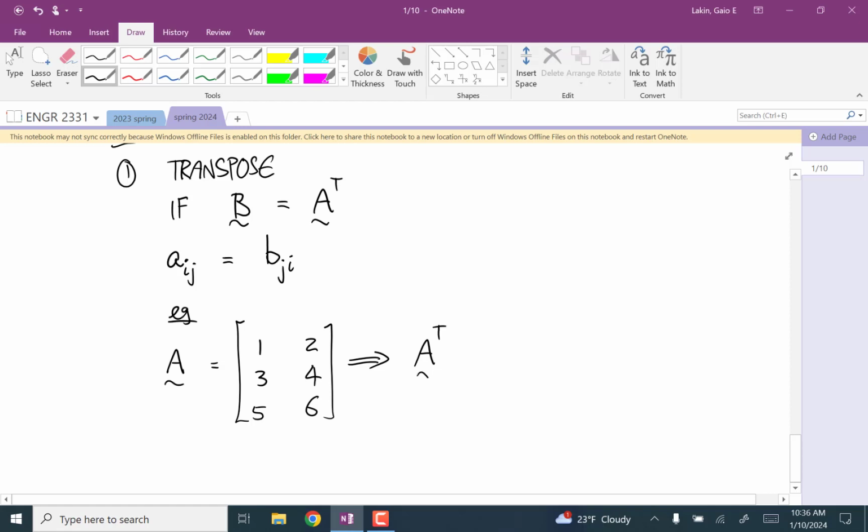Then A transpose, if you switch, okay, so let's think of the elements of this. So this is A11, right? If you switch those two subscripts, it's still A11, right? So this is still going to be 1.